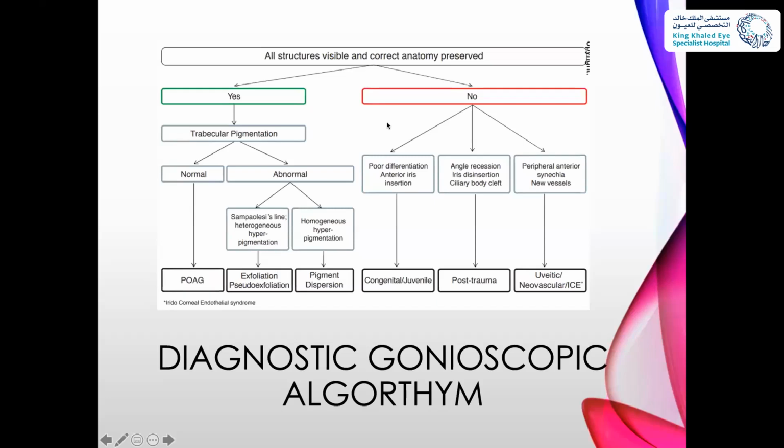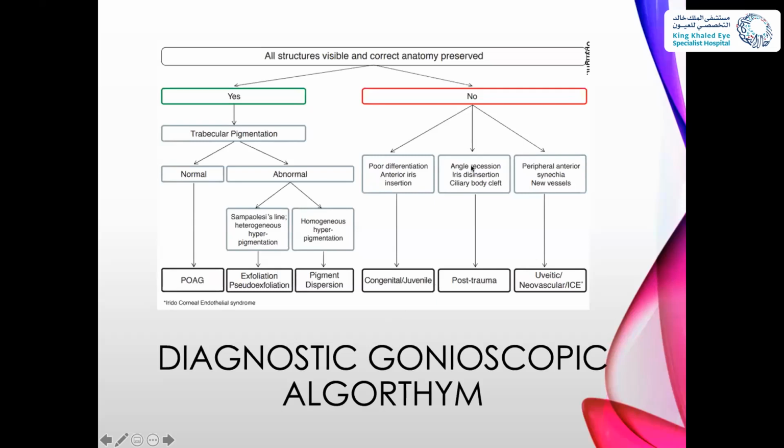If the structures were not normal, or there was something abnormal with them, then it has to be one of these 3. Is it poorly differentiated, or does the iris seem to be anteriorly inserted? This could be congenital, like in cases of congenital glaucoma or juvenile glaucoma.